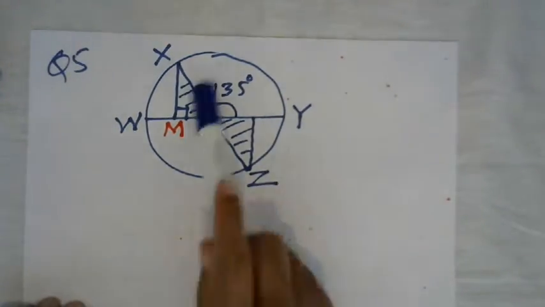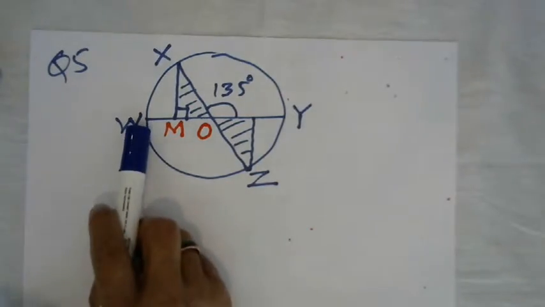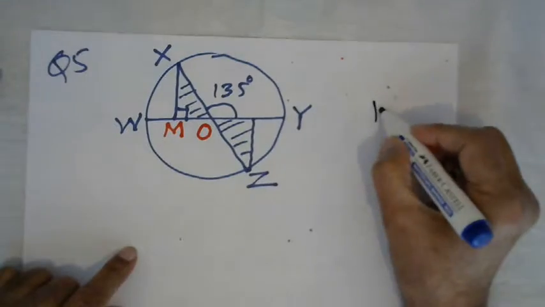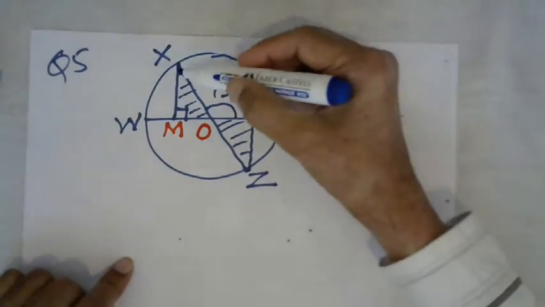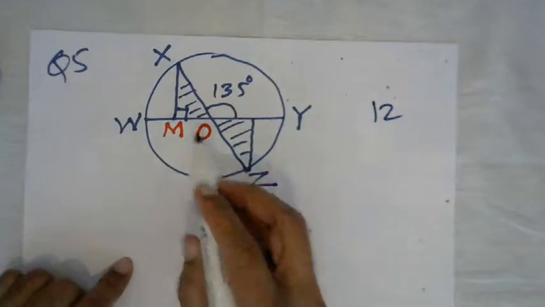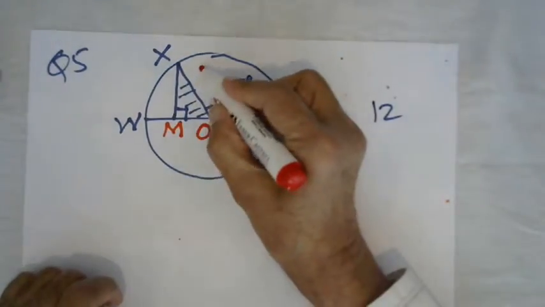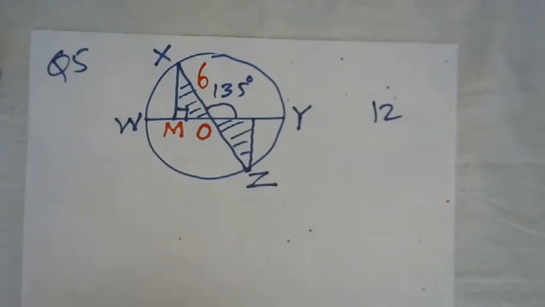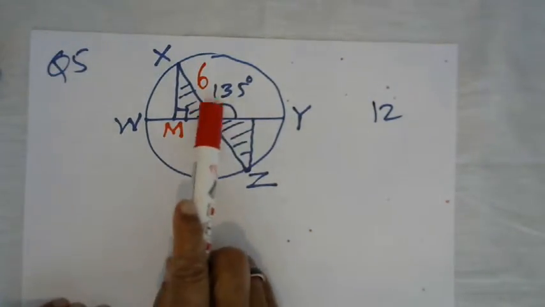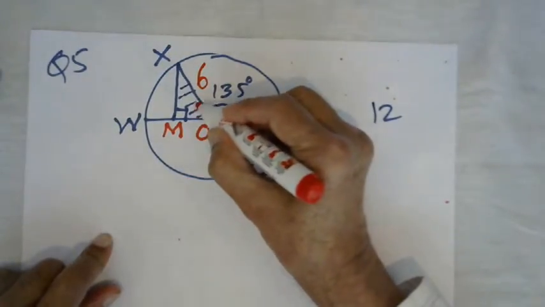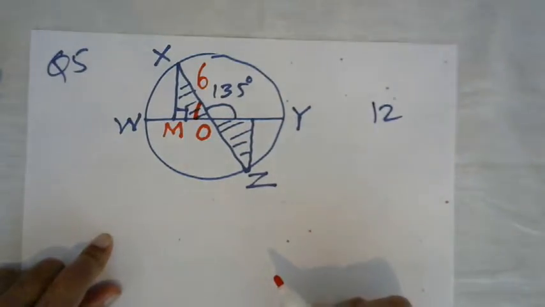A figure is drawn. WY is a diameter and the length of the diameter is 12. Similarly, XZ is a diameter and the length of the diameter is 12. If the length of the diameter is 12, then XO will be 6. We are also given that this angle is 135 degrees. If this is 135 degrees, then this angle would be 45 degrees.